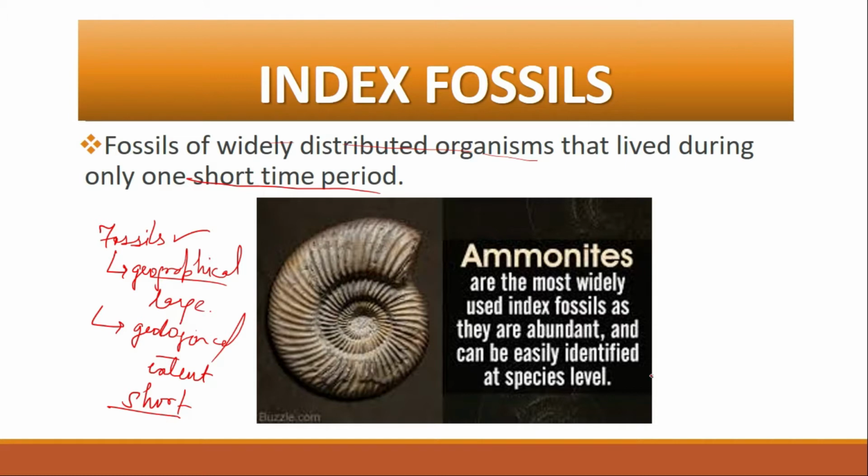Okay, so there is an image. It is an ammonite. These are the fossils and they are considered to be the best type of index fossils. Why? Because they were most widely used. They were found in abundance, they were widely distributed and can be easily identified at species level. We'll be looking at how these index fossils are actually categorized.